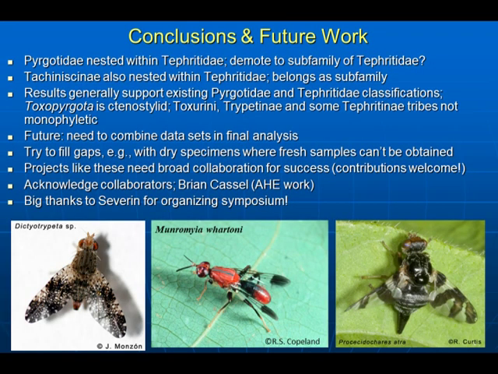So, conclusions. Pyrgotidae are nested within Tephritidae. Probably their status will need to be changed. Tachynicinae, which was often in the past considered a separate subfamily, definitely nests within Tephritidae and seems to belong. Our results generally support the existing Pyrgotid and Tephritid classifications. Toxopyrgota seems to be a tenostylid. Toxotrypanini, Tripetinae, and some Tephritinae tribes are not monophyletic. Various other genera seem to need to be moved around.